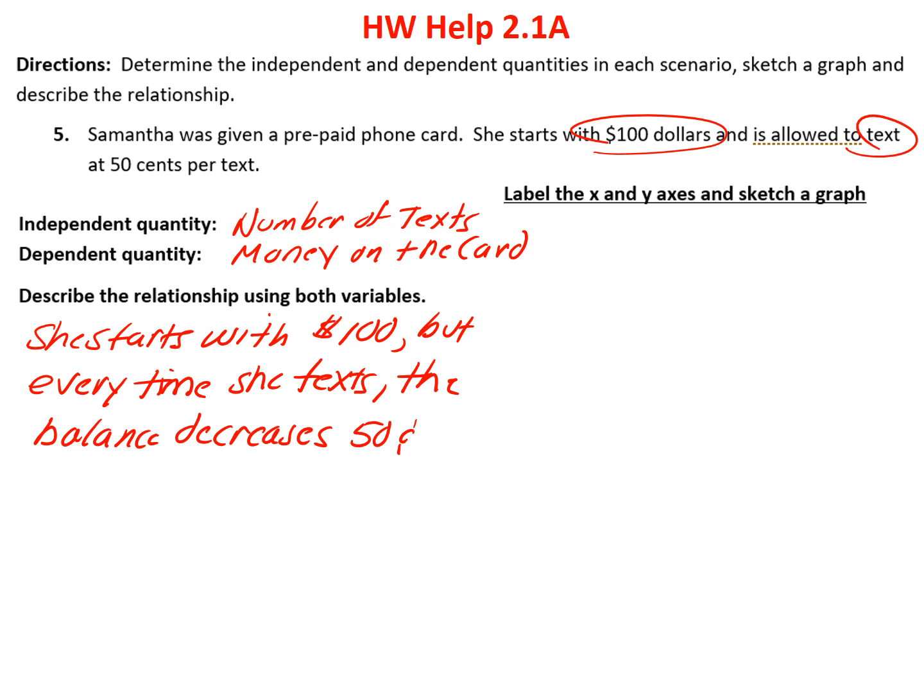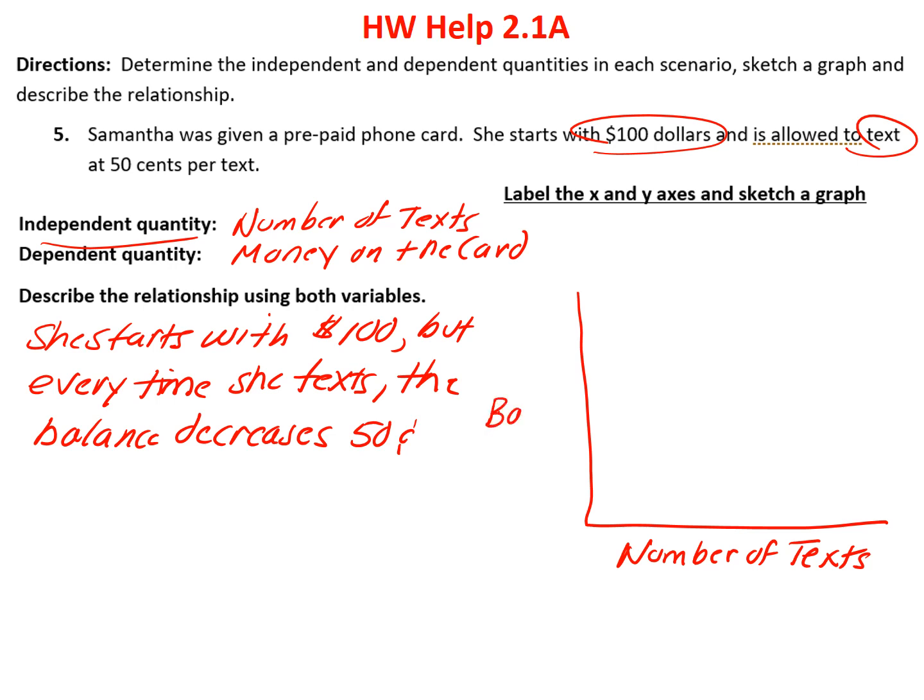How would we graph that? Well, once again, when we go to do our graphing, we're going to put the independent quantity first at the bottom, and that's the number of texts. The independent determines the dependent. And our dependent is the balance on the card.